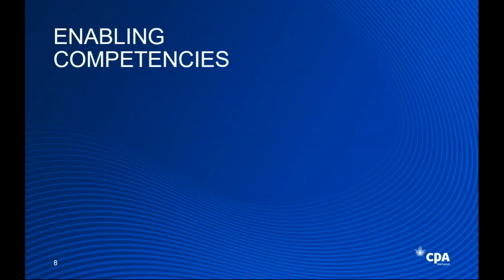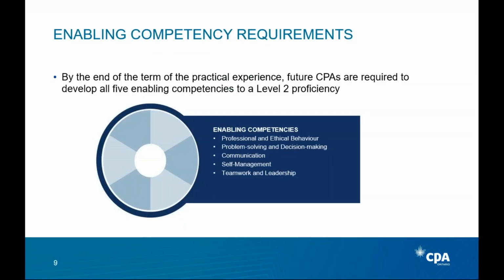So going to the enabling competency requirements. By the end of the term of practical experience, future CPAs are required to develop all 5 enabling competencies to a level 2 proficiency. Whereas Amanda was talking about your technical requirements earlier, so your core depth and your breadth, we like to think of this as your soft skills. So how you're developing, for example, your professional and ethical behavior skills, your problem solving skills, how you communicate, your self-management skills, and also your teamwork and leadership skills. All of these enabling competencies are required to be at a level 2 by the end of your work term, so your 30-month duration.